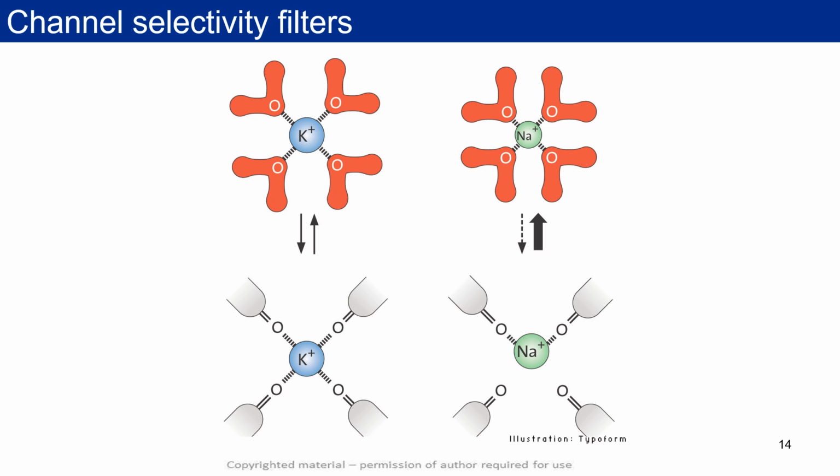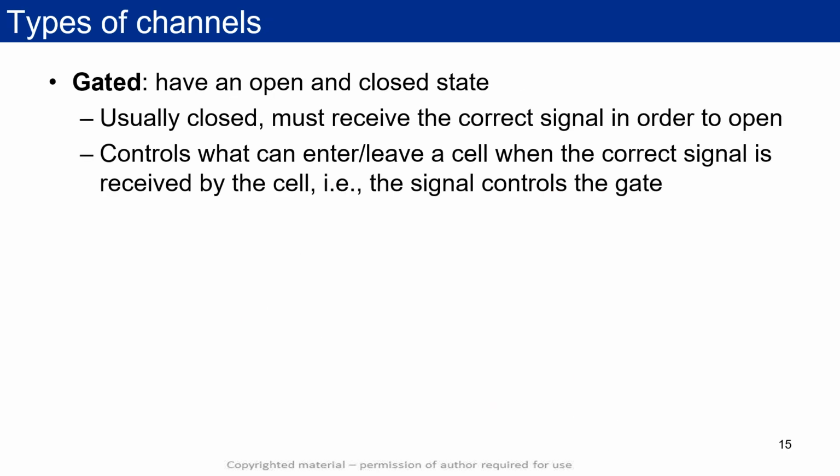We should note that this is how a highly specific filter works. Some channels allow multiple types of ions to pass through them. For example, we'll discuss channels that allow both sodium and potassium to pass through them later, but the principle remains the same. The material that passes through the filter must interact properly with the molecules lining the pore in order to pass through that selectivity filter. Channels can be characterized by the material allowed to pass through them, like the potassium channel in the previous slide, but they can also be characterized by their structure.